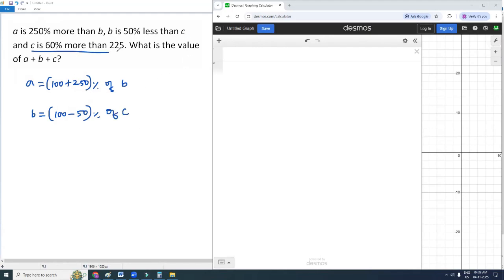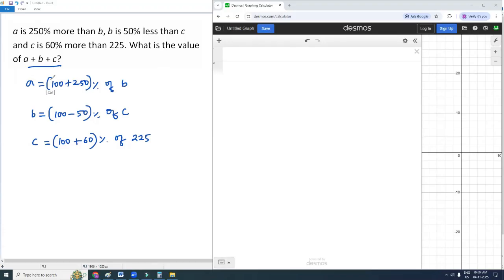Okay, now let's consider this, that is, C is equal to 60% more than 225. Since we have the information "more than", this number 60 should be added to 100. Then we get 100 + 60 percentage of this number, 225.